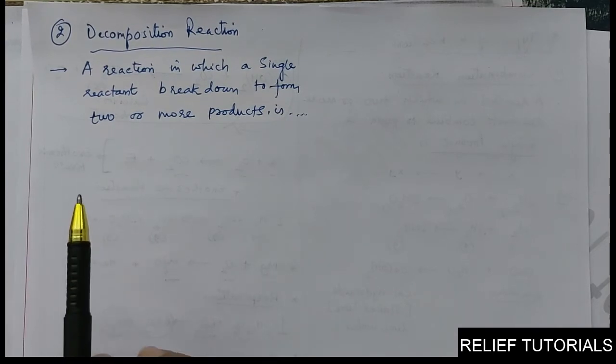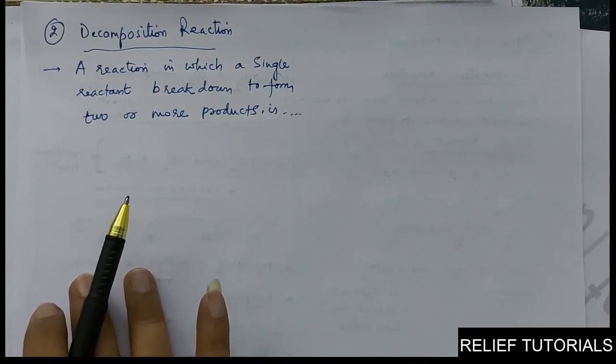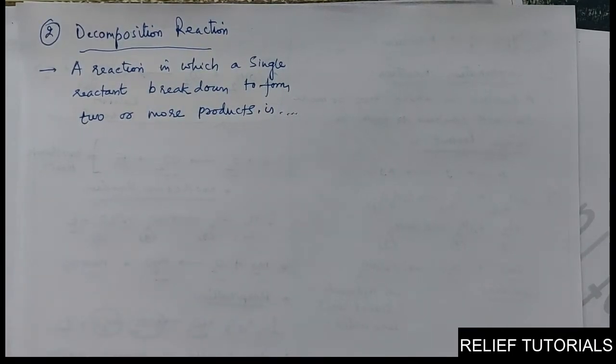I think it's exactly opposite to combination. In combination, 2 or more reactants combine to form a single product, and here the single reactant is broken into 2 or more products. Single reactant forms 2 or more products. It is broken into pieces. This reaction is called as decomposition reaction.